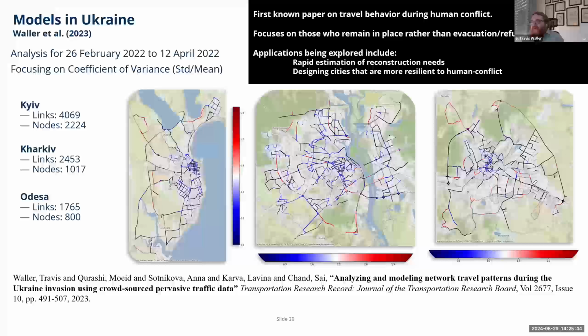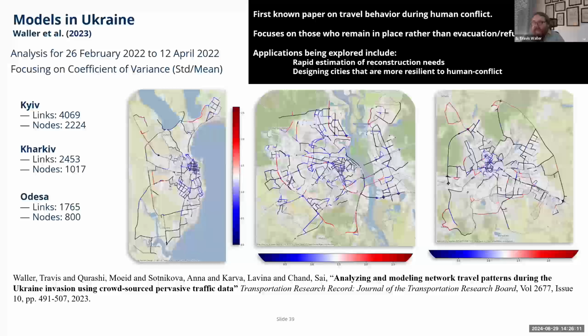And so we've published a couple of papers now on modeling we did during the war in the Ukraine, starting, I think, on the third or fourth day, and then modeling 8 cities throughout the Ukraine, especially during that first year of conflict. And to our knowledge, these are the very first papers looking at travel network behavior during wartime for those who remain in place.